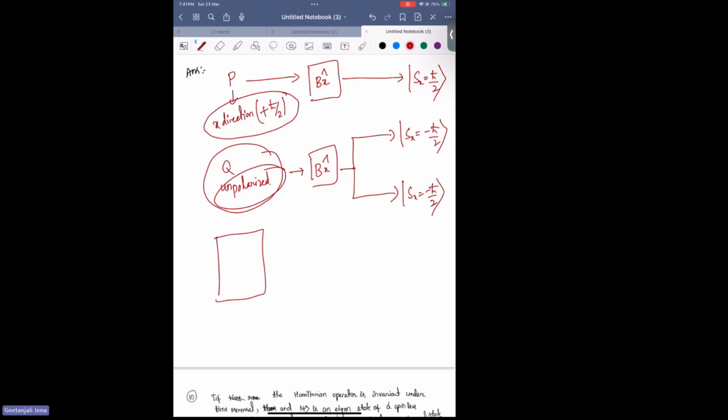So if you have a Stern-Gerlach apparatus with the magnetic field in the x direction, for P you will get one spot, and for Q you will get two spots. So this is how you can differentiate between these two beams.